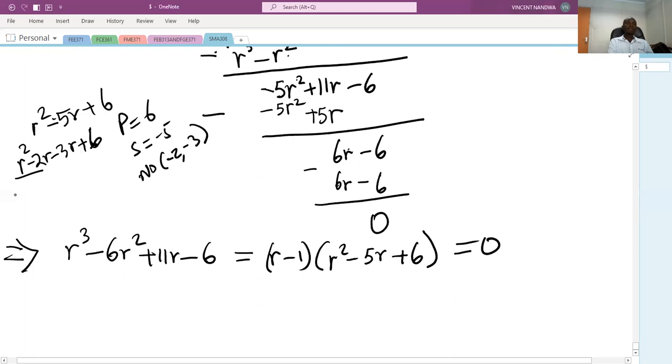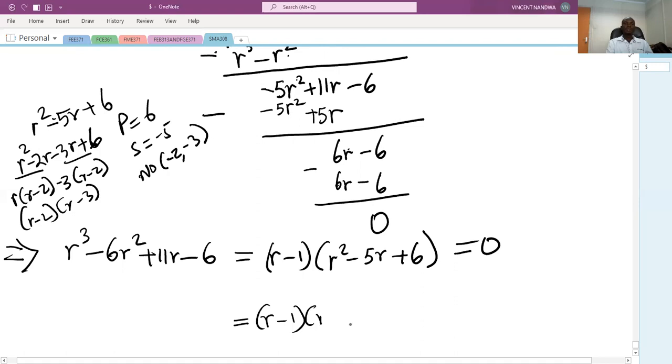So the common factor here is R minus 2. Common here is 3, so minus 3 into R minus 2. So R minus 2, R minus 3. So this can also be factorized. So this will be the same as R minus 1, R minus 2, R minus 3 equals 0.